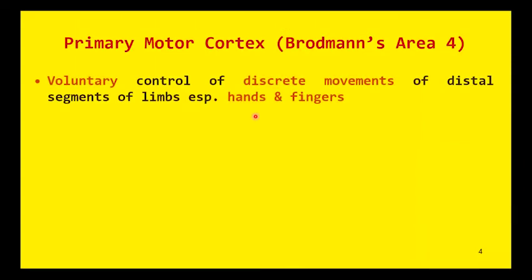So the functions of the primary motor cortex include control of conscious or voluntary discrete movements. This area is responsible for discrete movements of the upper limbs, especially the hands and fingers. So the distal segments of the upper limbs, especially fingers and hands, all these movements are voluntarily controlled by Brodmann's area 4, or the primary motor cortex.